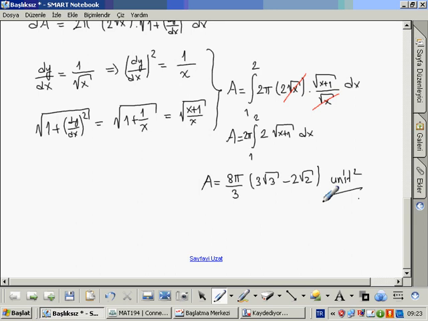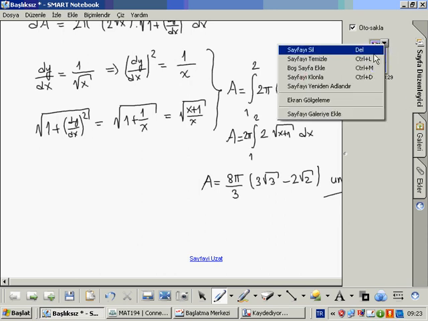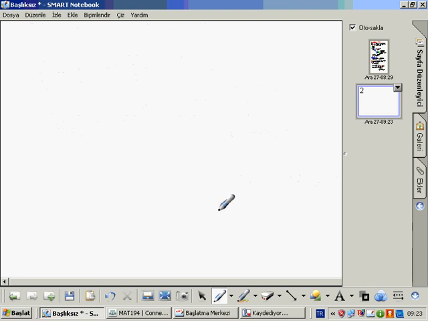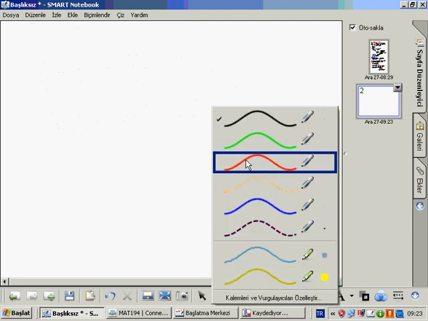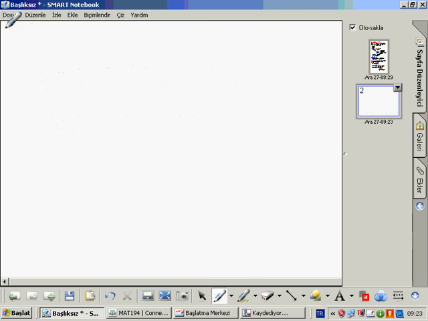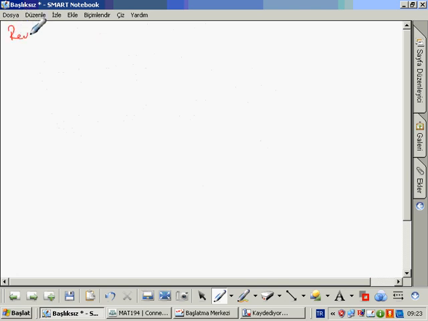Okay, and what can you say about the revolution about the y-axis?